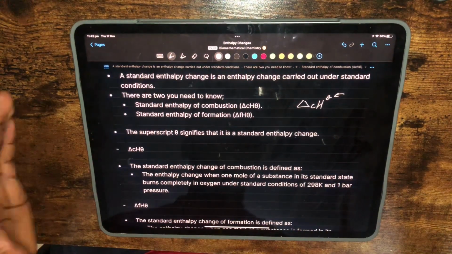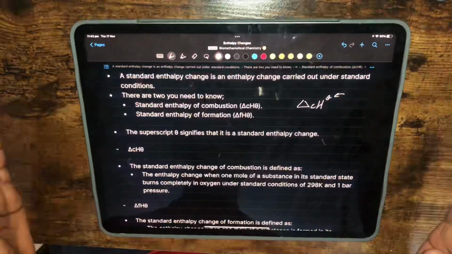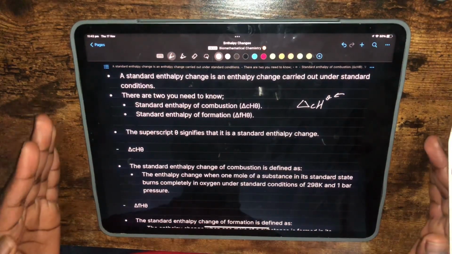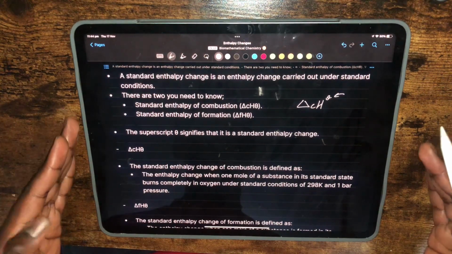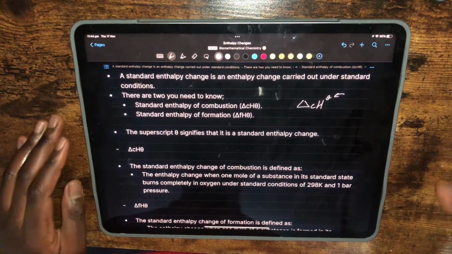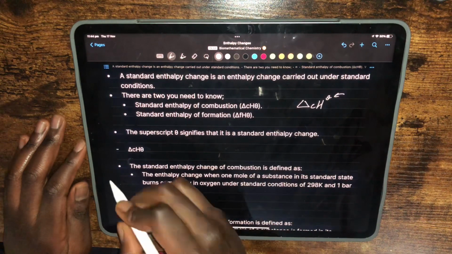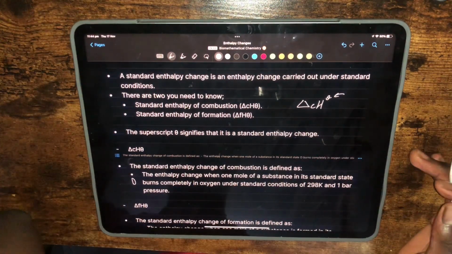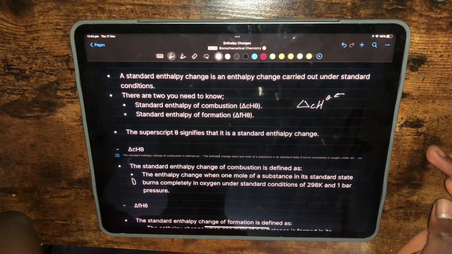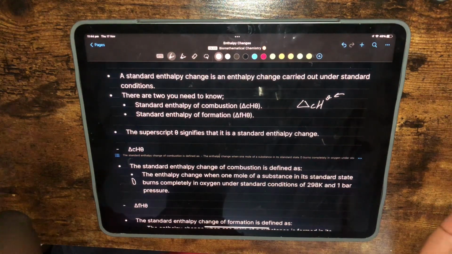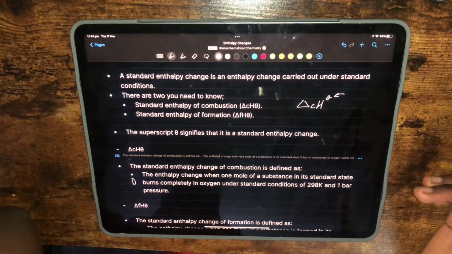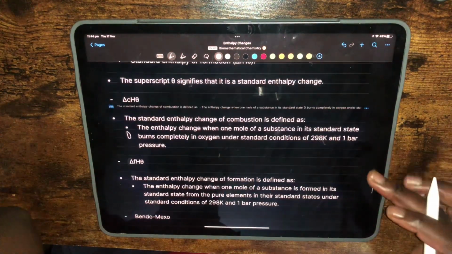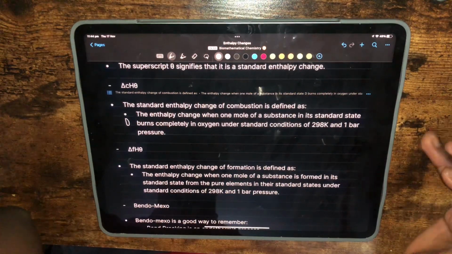And standard enthalpy of combustion is defined as the enthalpy change when 1 mole of a substance in a standard state burns completely in oxygen under standard conditions of 298 Kelvin and 1 bar of pressure. This is a definition. You need to be able to say that. The enthalpy change when 1 mole of a substance in a standard state burns completely in a plentiful supply of oxygen under standard conditions of 298 Kelvin and 1 bar of pressure, or 100 kilopascals.